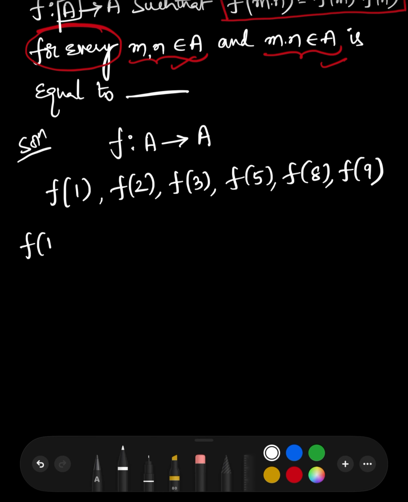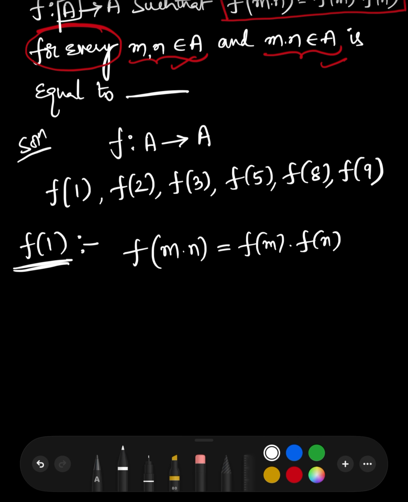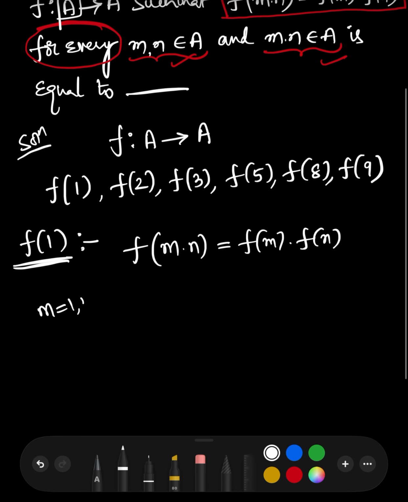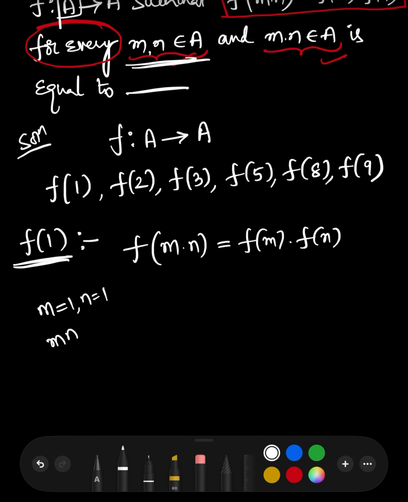Case number 1, f(1). I just want to find the possibilities for f(1). To find this, I want to use the condition that is given, f(m·n) = f(m)·f(n), right? Now I just substitute m = 1 and n = 1, because it is given very clearly that m, n belong to A, and m·n also belongs to A. If I multiply m·n, it is 1, and clearly it belongs to A, so I can say that f(1) = f(1)·f(1).